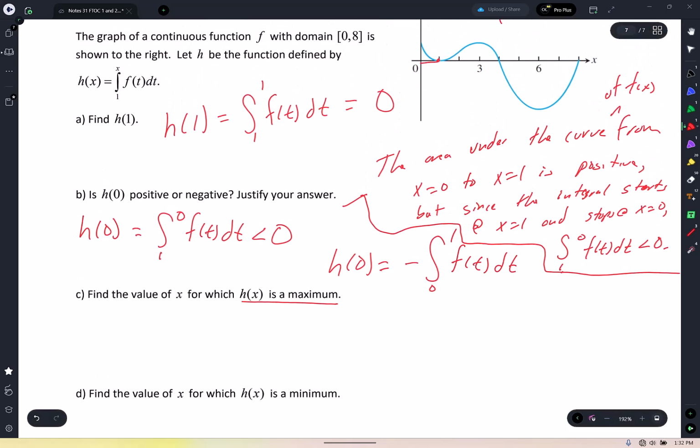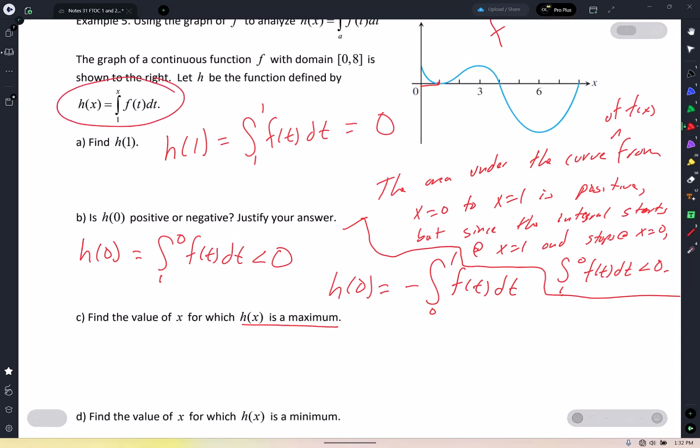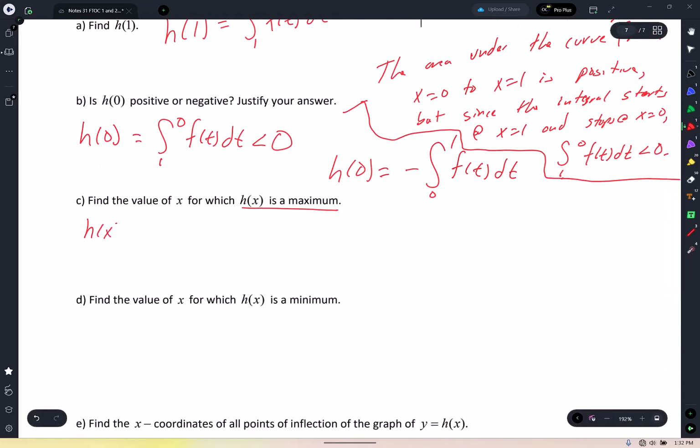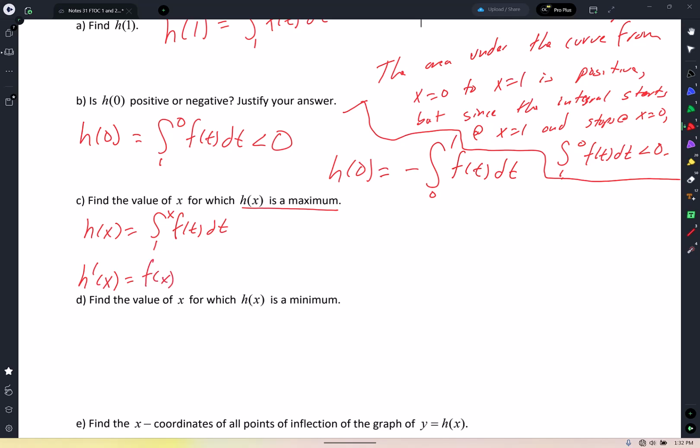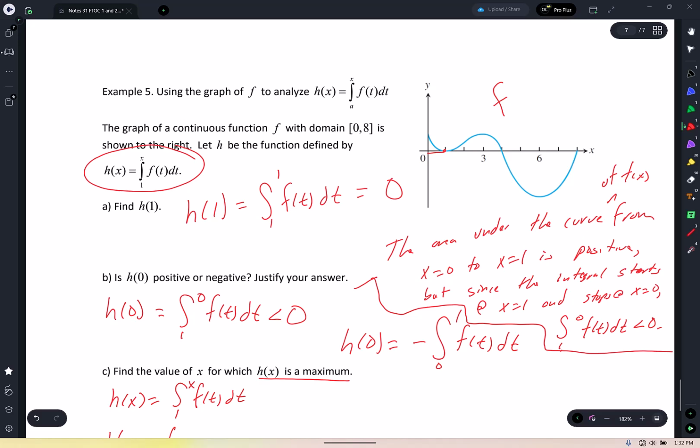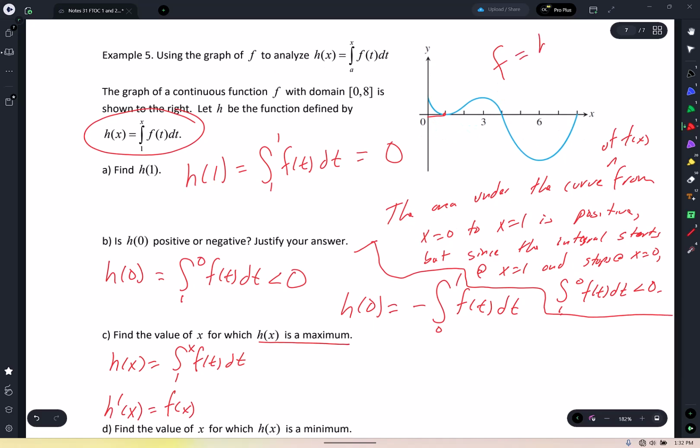All right, well, check it out. I can use FTC. So I'm going to write h of x equals the integral from 1 to x of f of t dt. So then h prime of x, that's my derivative. What's my derivative of that? Yeah, f of x. So what you're looking at right here, you can write f equals h prime. This is my derivative graph, not for f, but for h. Does that make sense?